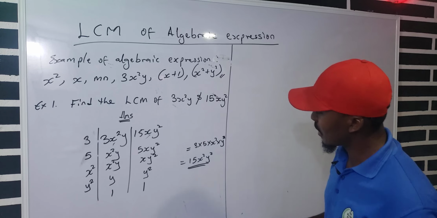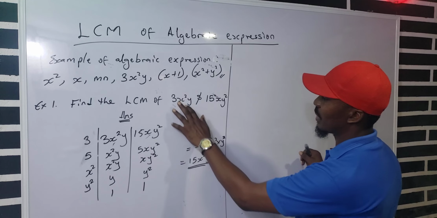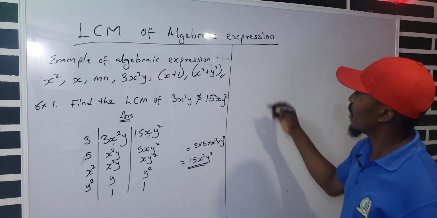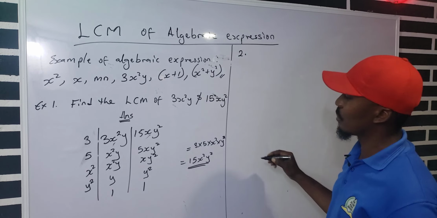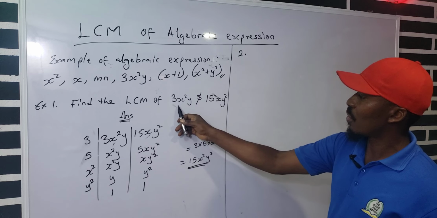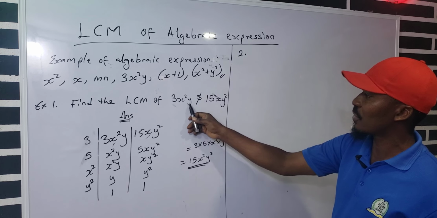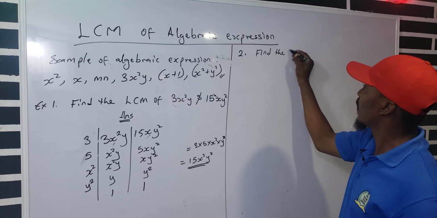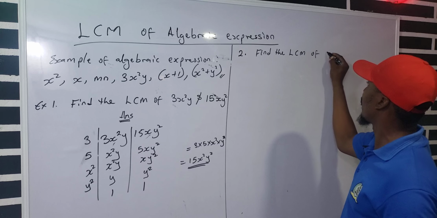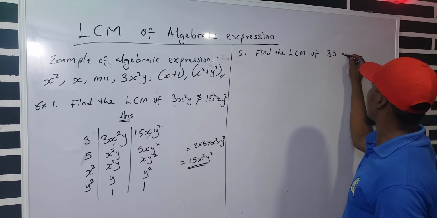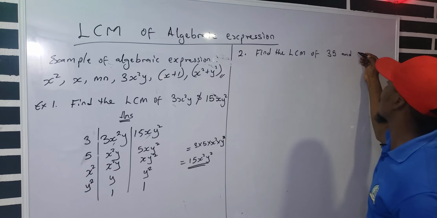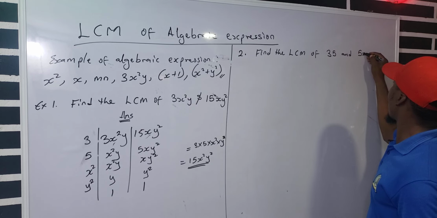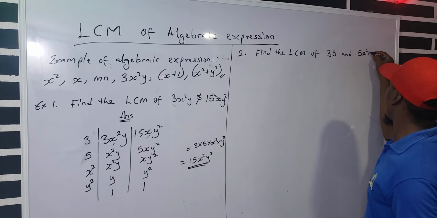So that's the LCM of 3s square y and 15sy square. Let's go to example 2. Let's have a mixture of an algebraic expression and a number. Find the LCM of 35 and 5s square m.